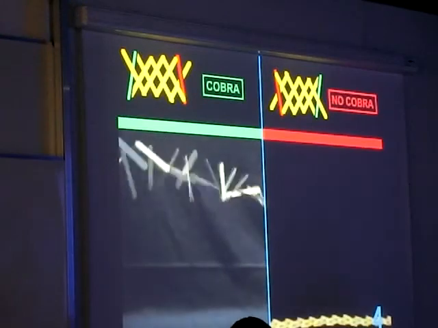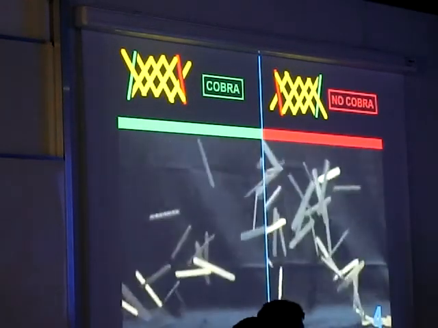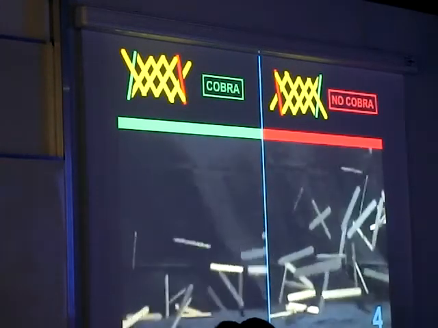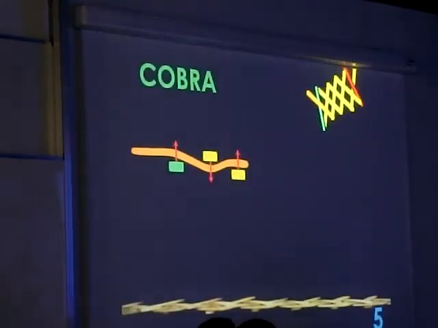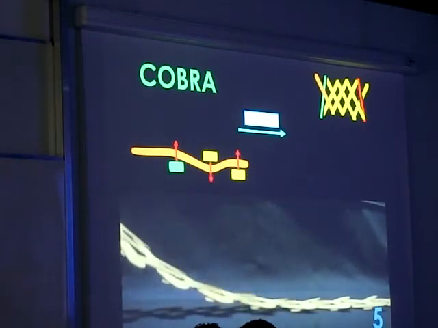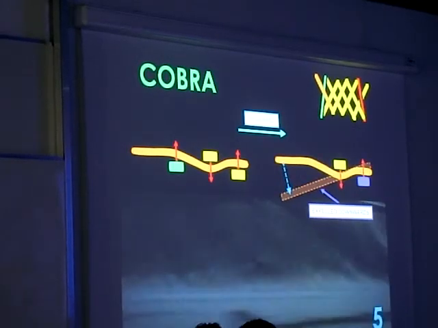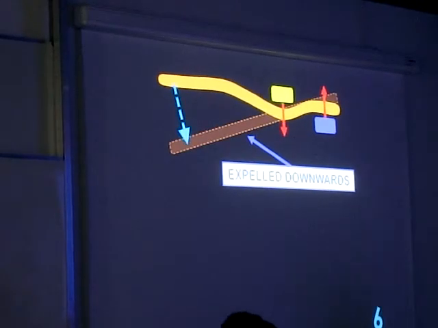While when we pull the red stick, it just bounces off the ground and explodes in this manner. We will be concentrating on the green stick phenomenon. This one occurs because when the green stick is released, the cobra rises as the sticks get expelled downwards, as you can see in the diagram here.